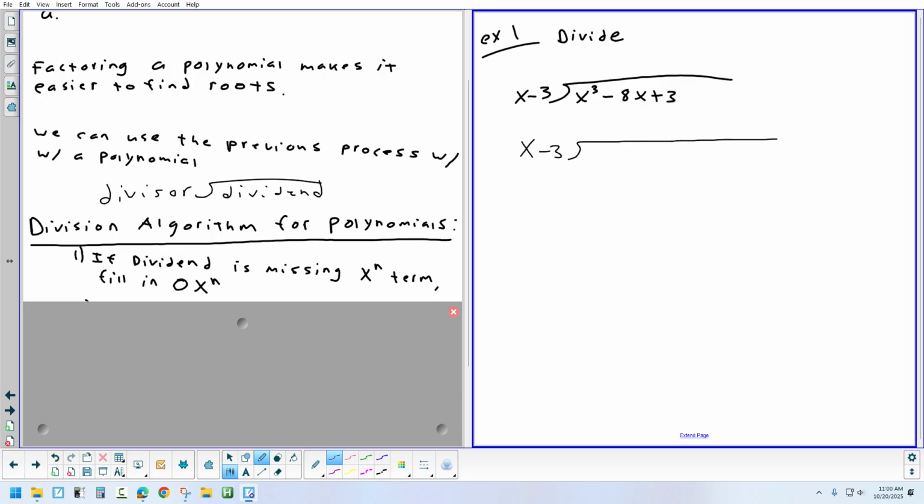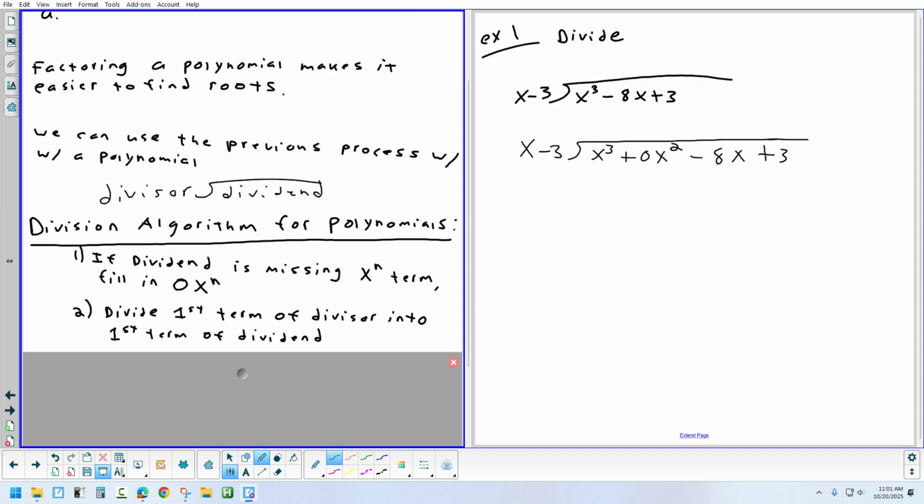Filling in a 0 is purely a placeholder because we need a column for x squareds. So we've got x cubed, we don't have any x squareds, minus 8x plus 3. So that's the first step.